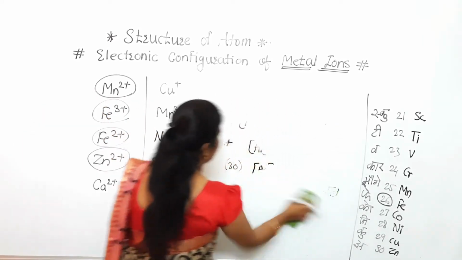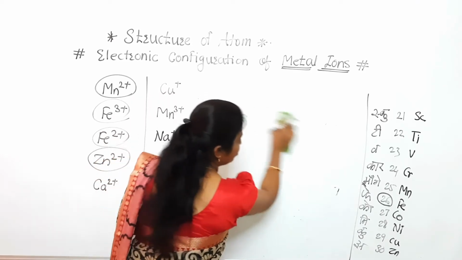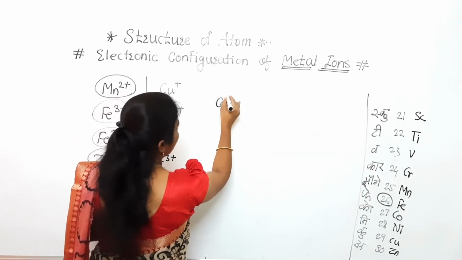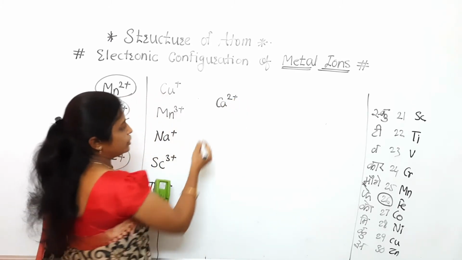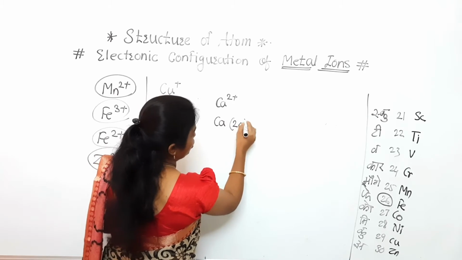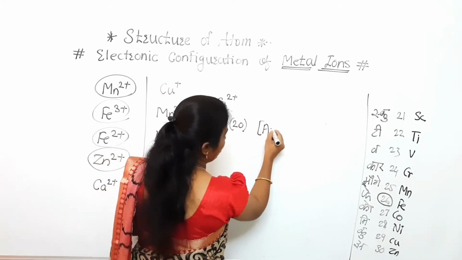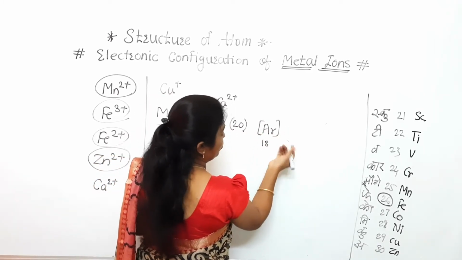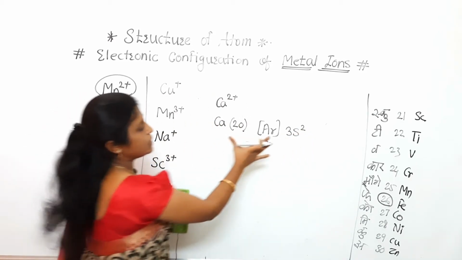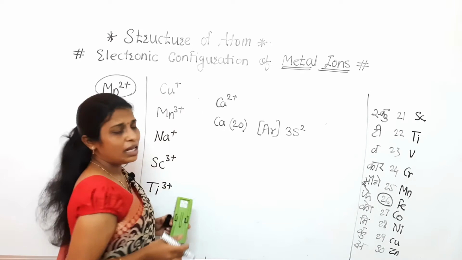Next example is of the calcium 2+. Calcium is from the group 2 element. Okay, calcium, before going towards that I will tell you, calcium its atomic number is 20, for means argon. How much it completed? 18. What is the next? That is the 3s2. Okay, this is the electronic configuration of the neutral calcium.